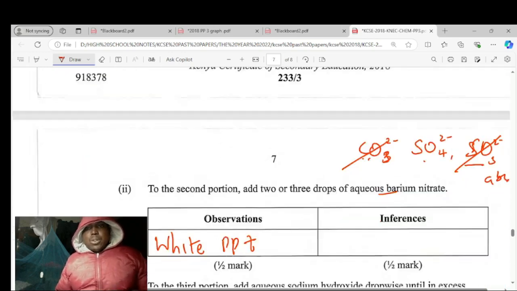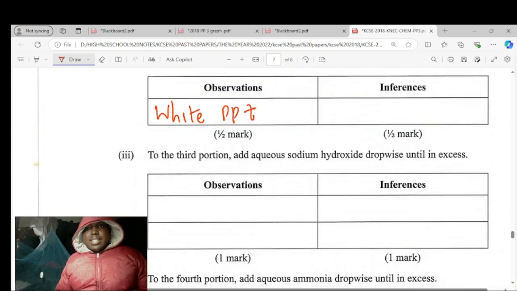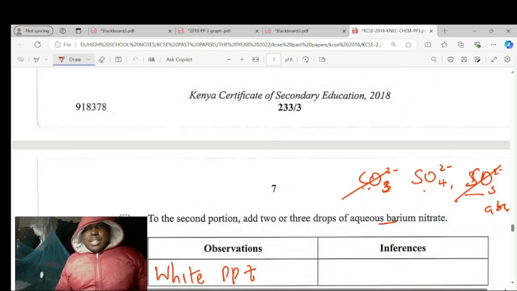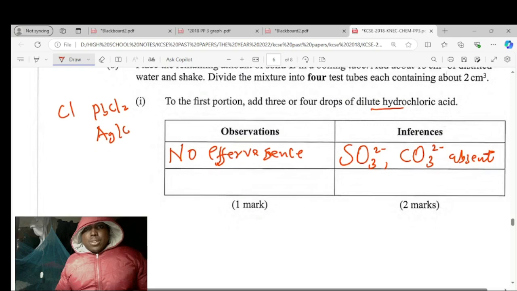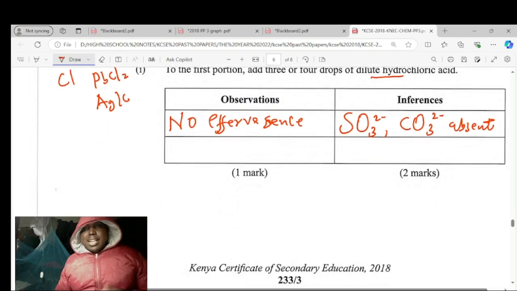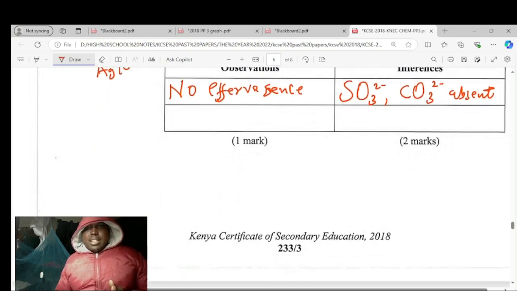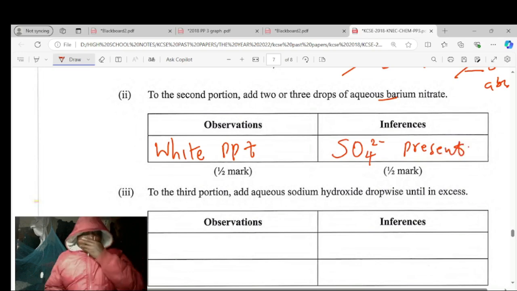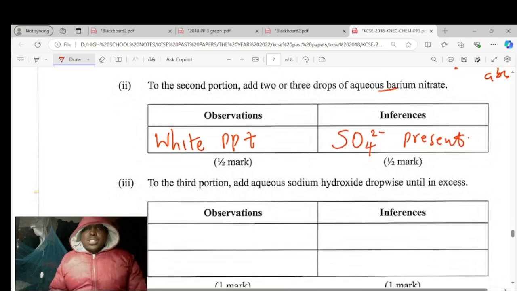Therefore, if that is the case, then we said here that no effervescence, the sulfite, the carbonate is absent. So usiilete tena hapa. Ukileta hapa utakuwa umecontradict. So this one is just SO4 2 minus present. That is the chemistry we are talking about.